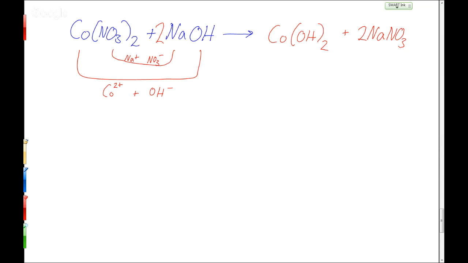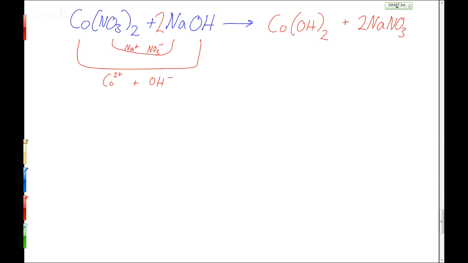All right, so let's put these compounds together. What would a compound between cobalt-2 and hydroxide look like? Co with OH, 2. Yeah, so we go Co(OH)2. And then what about sodium and nitrate? They can just go together because they're +1 and -1.